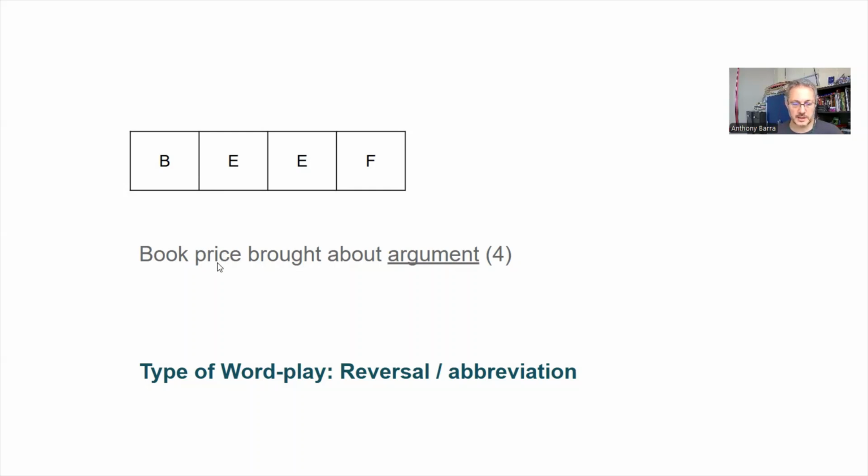And if price is brought about, we're looking for a synonym for price that is literally brought about or turned around. And here we see the word fee. So B for book combined with fee backwards gives us a word for argument, beef.